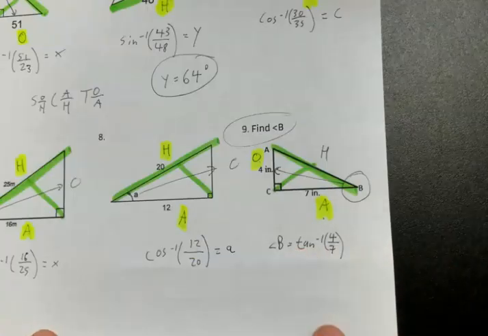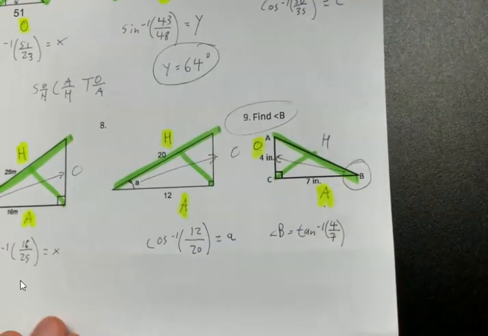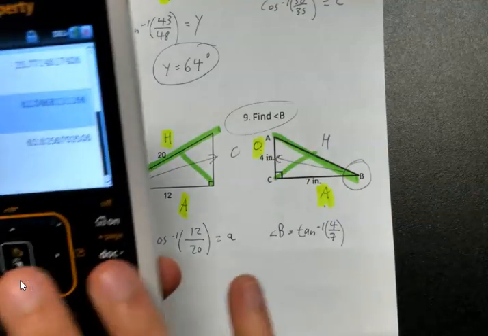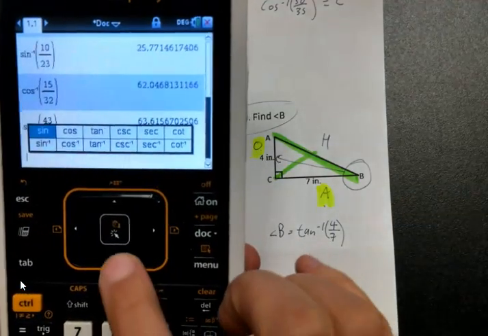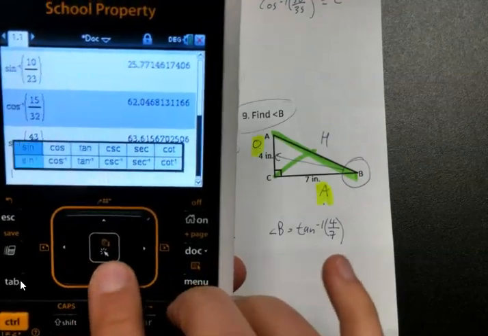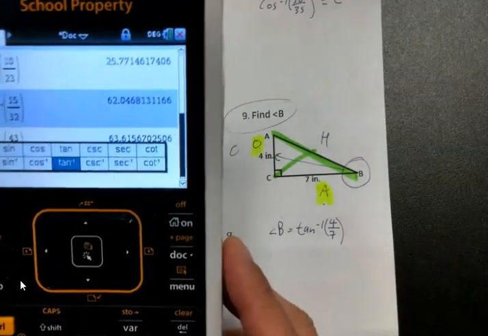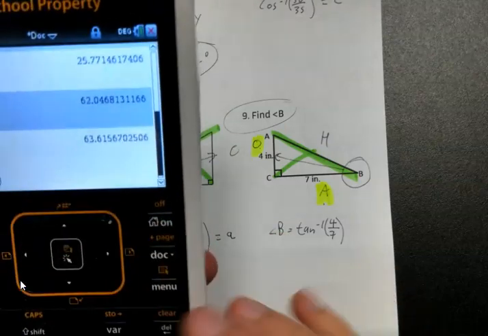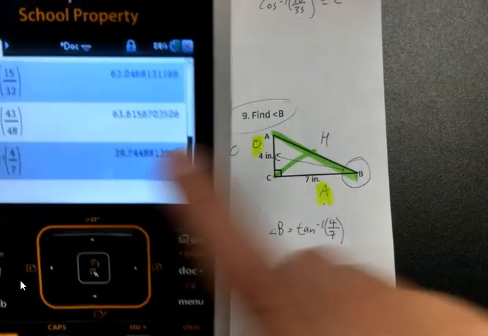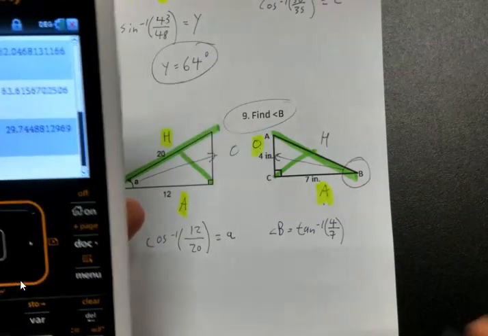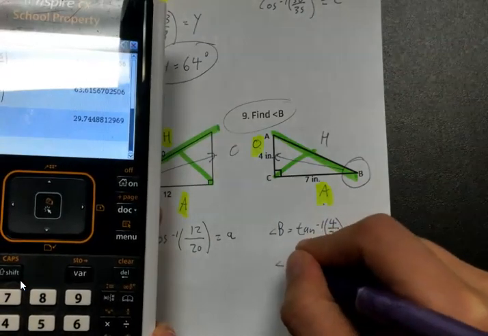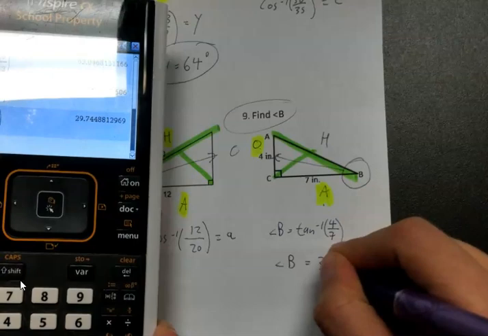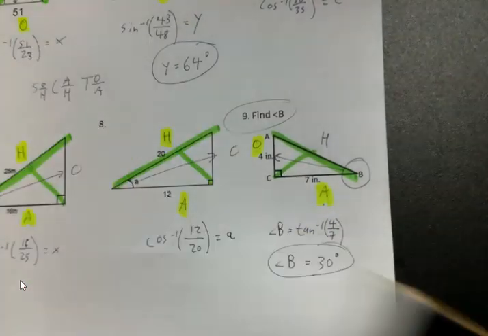All right, and then we said we were also going to do number 9 in the calculator. So from here, you just go, again, trig. It says tangent, so I'm going to do my inverse tangent. And 4 divided by 7. 29.7 degrees, so 30 degrees. So angle B is equal to 30 degrees. All right.